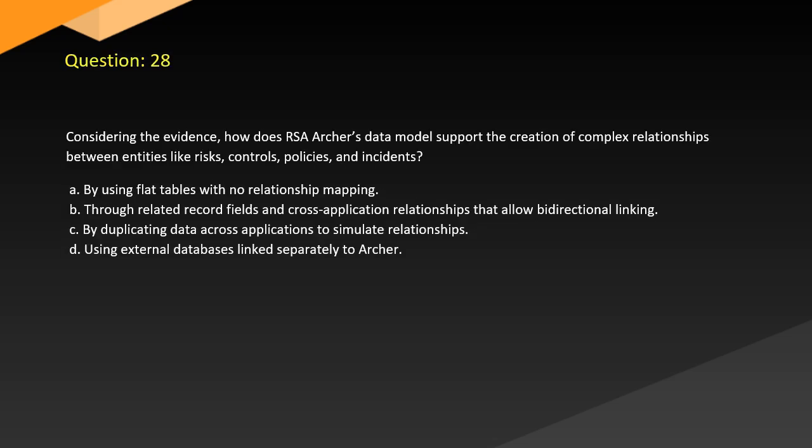Question 28. Considering the evidence, how does RSA Archer's data model support the creation of complex relationships between entities like risks, controls, policies, and incidents? A. By using flat tables with no relationship mapping. B. Through related record fields and cross-application relationships that allow bidirectional linking. C. By duplicating data across applications to simulate relationships. D. Using external databases linked separately to Archer.